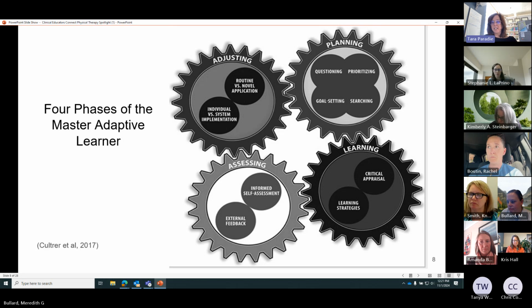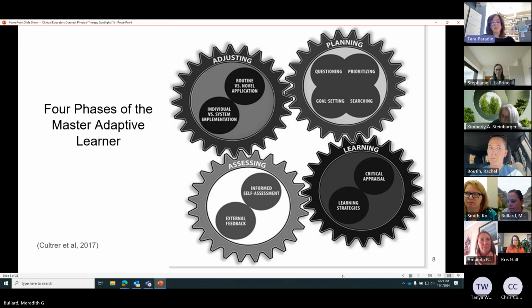The next gear is the learning gear, as we're going sort of counterclockwise, where they do a critical appraisal of, oh, these are going to be my learning techniques. Here's how I'm going to put together some learning sessions and strategies. And now I'm going to try and make this process work.